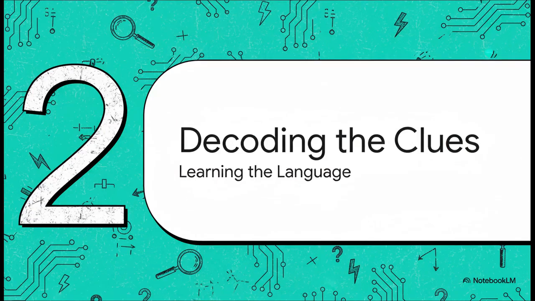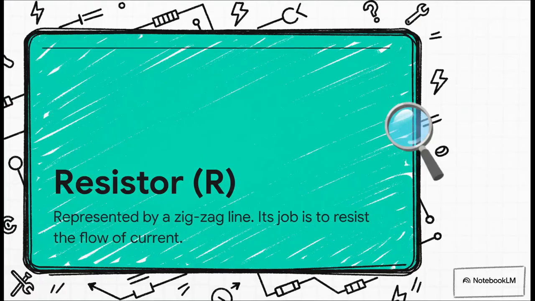Okay, so we've got our map, the schematic. But, well, it's written in a kind of code, a language made of symbols. So to be a good detective, we have to learn the language. Let's start decoding some of the most common clues you're going to find. First up, the most basic component of all, the resistor. You'll see it as this little zigzag line. And its name kind of gives it away, right? Its whole job is to resist or control the flow of electricity. It's basically the traffic cop of the circuit.